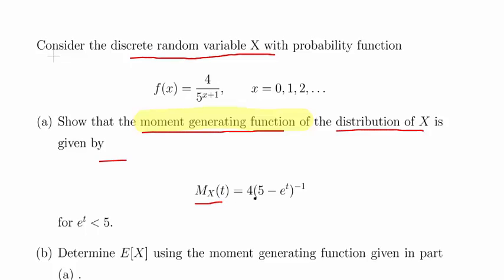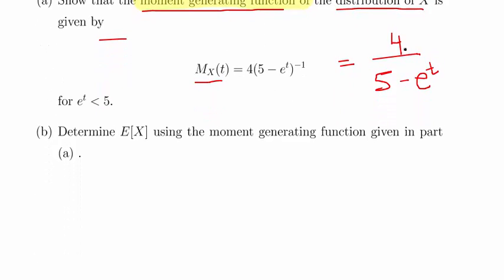M_x of t equals 4 times (5 minus e to the t) to the minus 1. Actually, you might also write that as 4 over 5 minus e to the t, for e to the t less than 5, okay? There's a reason for that we'll come up with shortly. Part B: determine the expected value of x, E of x, using the moment generating function used in part A.